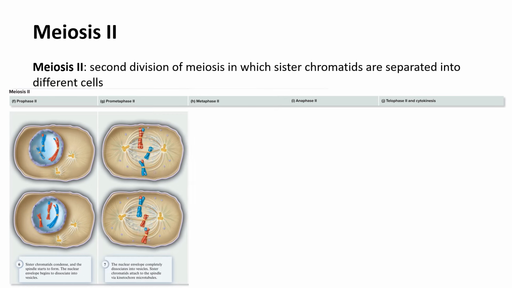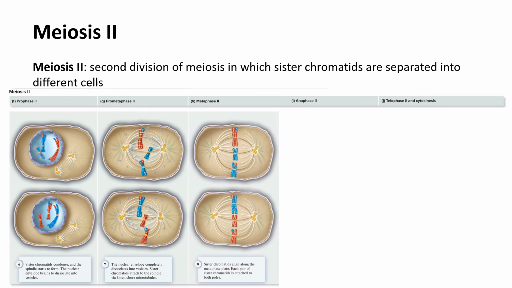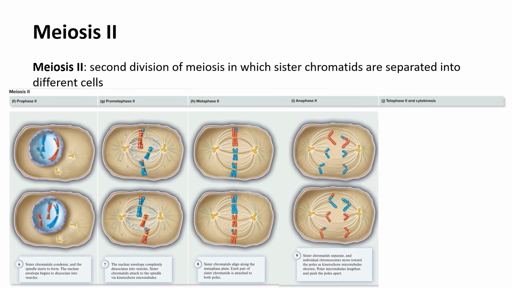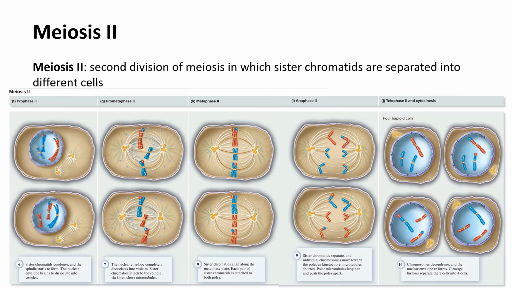Then they'll enter prometaphase II, where a new spindle apparatus forms, and then metaphase II. Now, notice, because we don't have any homologous chromosomes, the sister chromatid pairs line up along the metaphase plate in a single file fashion. Anaphase II now separates the sister chromatids, and then in telophase II and cytokinesis, we end up with 4 cells that are all haploid. They have half the number of chromosomes that they did in the beginning.